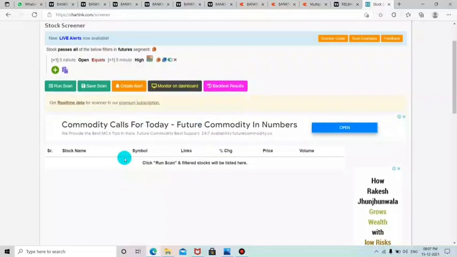So this will filter the stocks that have no high till now. The 9:15 candle has been on the short side only. So I will be filtering the stocks where the open is equal to the first candle high.